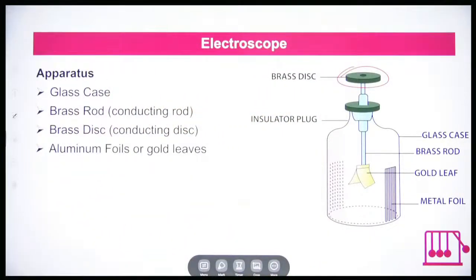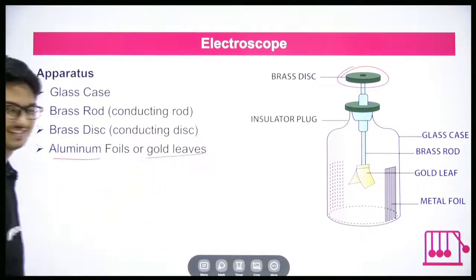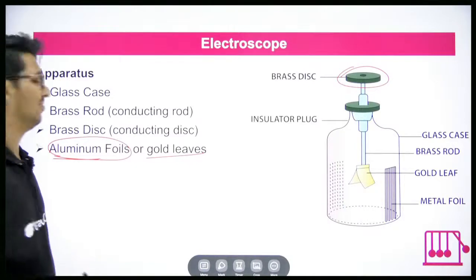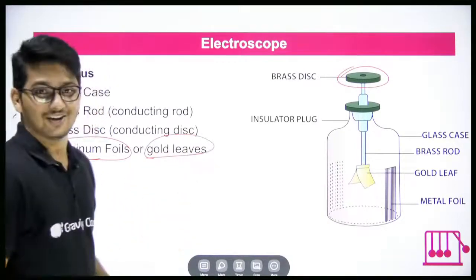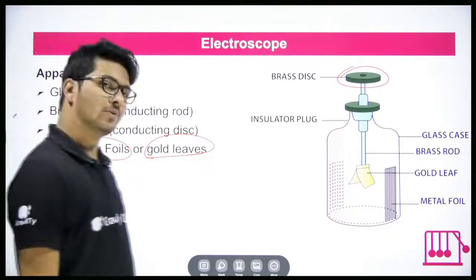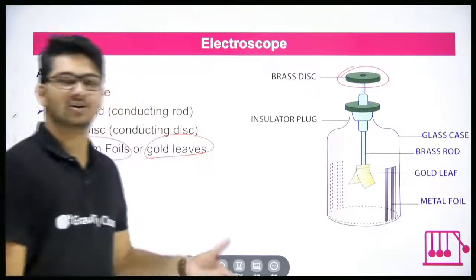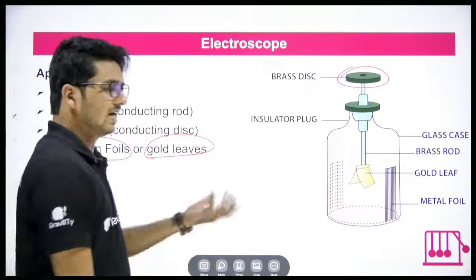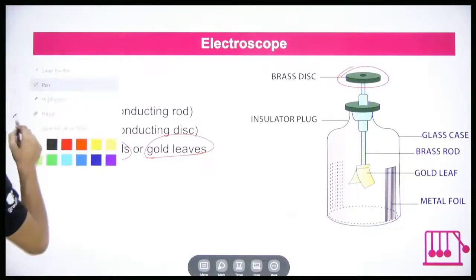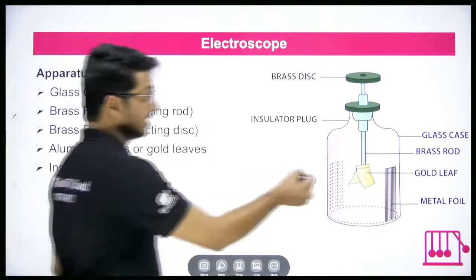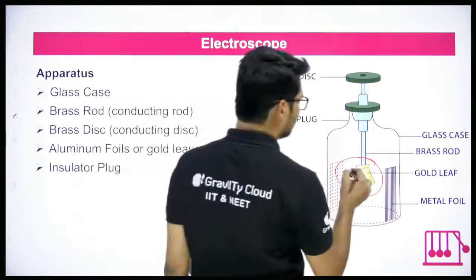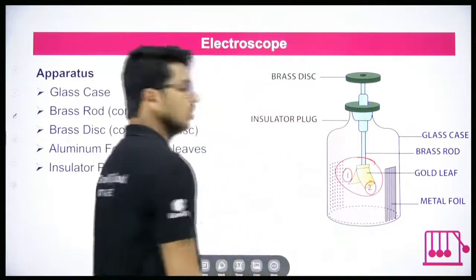Then aluminium foils or gold leaves. Aluminium foils are cheap, you can go with that. But if you have too much gold, you can also make gold leaves, because gold is also a good conductor. We call it a gold leaf electroscope because it's gold. But again, you can also use aluminium foil. You can even use paper also. These are the gold leaves. How many? Two. This is one leaf, this is the second leaf. So we need two gold leaves.